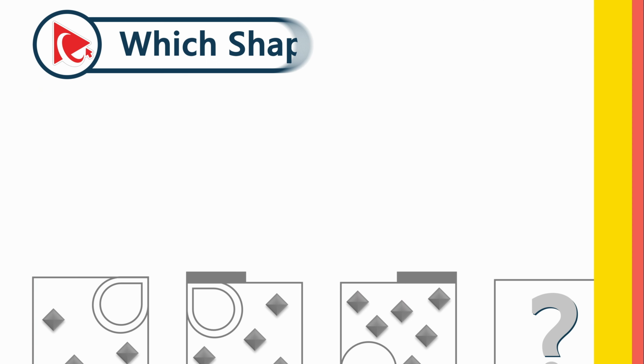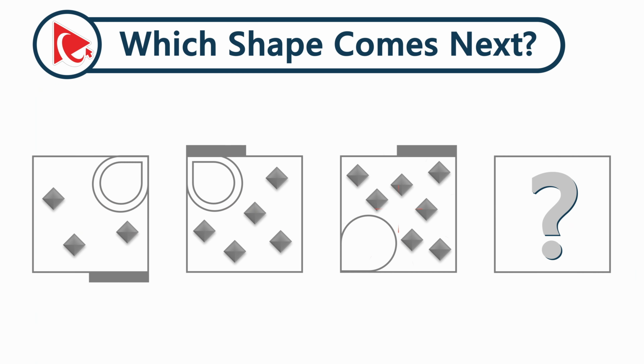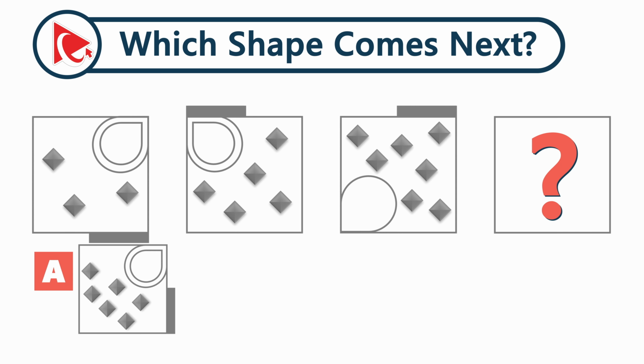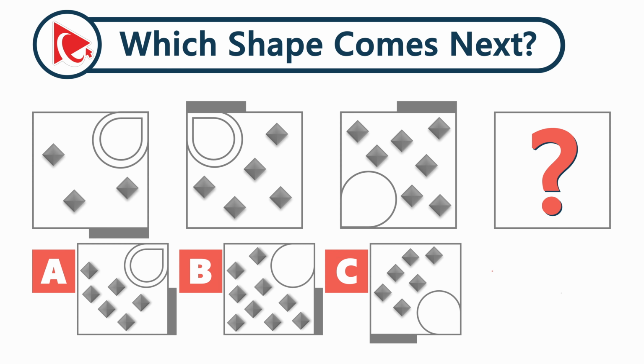You're presented with the shapes 1, 2, and 3, and the fourth shape is missing. Your goal is to decipher the pattern and determine your answer, which shape comes next, out of 4 possible choices. Choices A, B, C, and D.